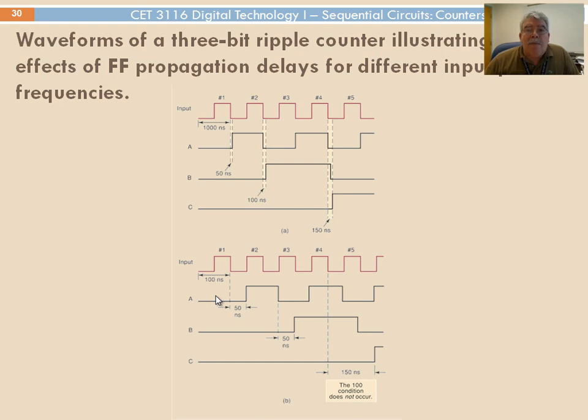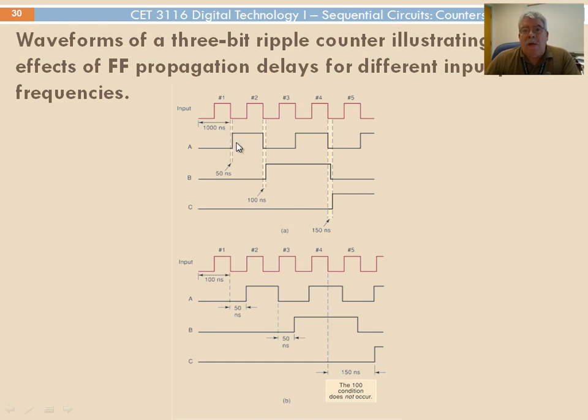In this example, I will show that depending on the clock cycle, we may have more problems if the clock cycle is smaller. See this case. In this case, we have a ripple counter, okay? And we have a clock in which the cycle is 1000 nanoseconds.